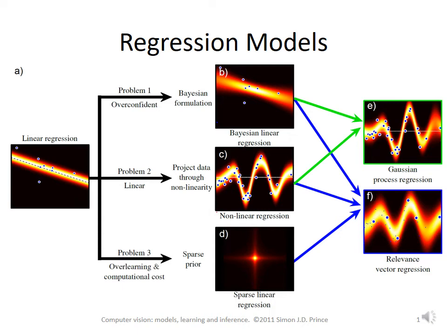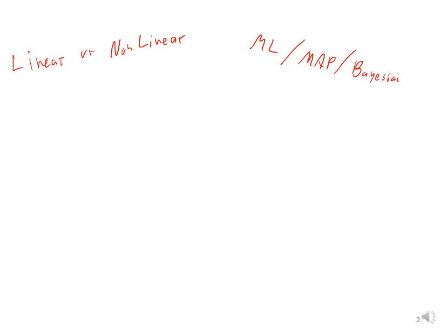Hello everyone, we've just finished talking about sparse linear regression, and we have almost all the ingredients we need to reach relevance vector regression. Let's briefly recap all the design decisions that we have to make when choosing our regression model. We said that we can choose between a linear versus a nonlinear model. We said that we can learn the model parameters using maximum likelihood or maximum a posteriori or using Bayesian model fitting.